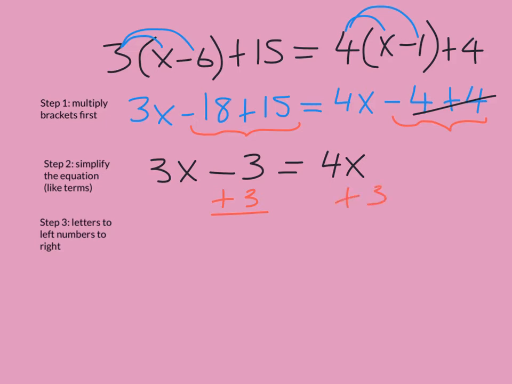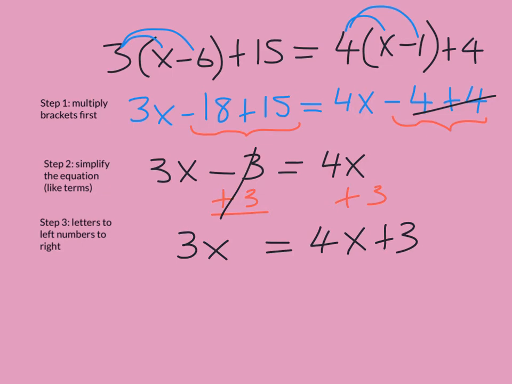Now, what I'll get then is 3x on this side. These will cancel. And on this side, I'll just have 4x plus 3. Remember, I cannot add 4x and 3. That does not give me 7x. They're two separate terms. They're not like.